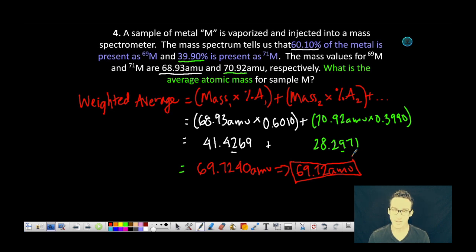As you think back and ask yourself, does this answer make sense? Yes, it does. Here's why. Generally, your weighted average is going to be closest to the most abundant isotope. Our most abundant isotope is M69, and this is a little bit closer to 69 than it is to the isotope M71. So, feeling good.